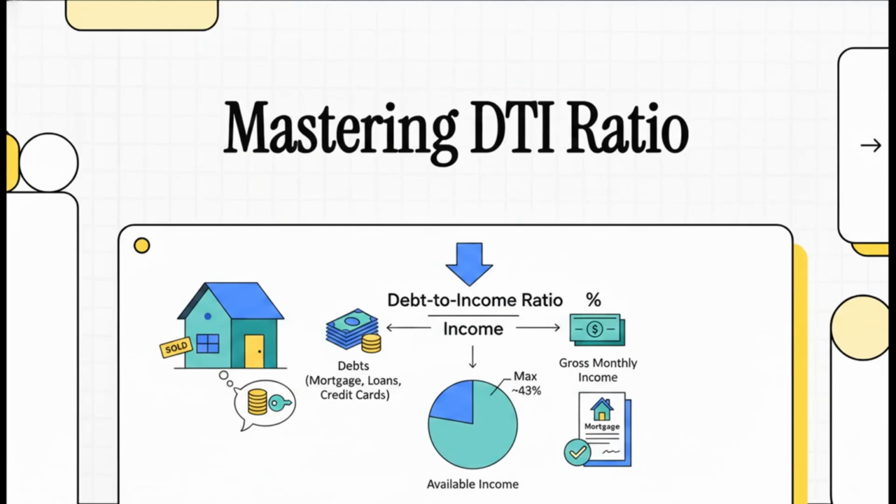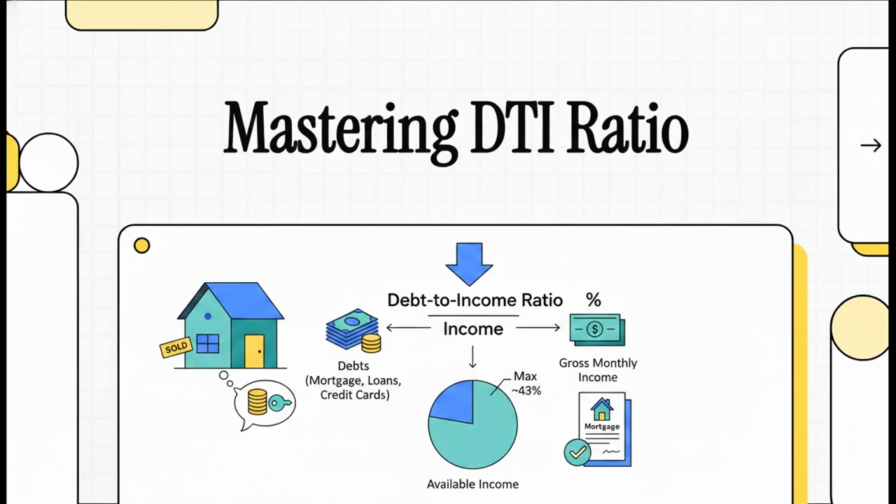Picture this. You've just walked into what is absolutely your dream home. You're already mentally arranging your furniture, you love the neighborhood, you are completely ready to make an offer. But then your lender drops a three-letter acronym that brings the whole thing to a screeching halt. DTI, or your debt-to-income ratio.